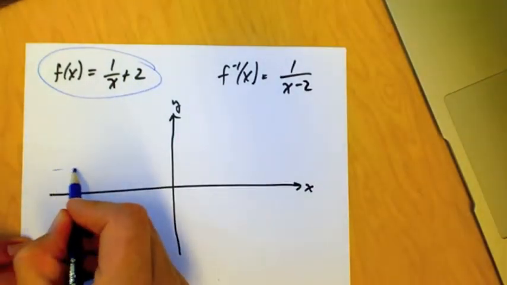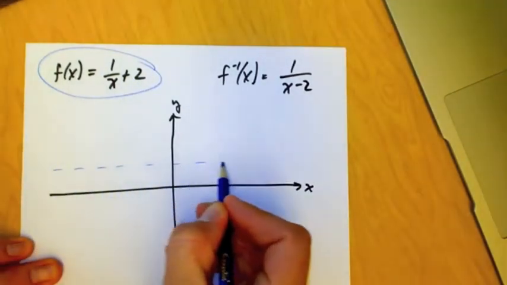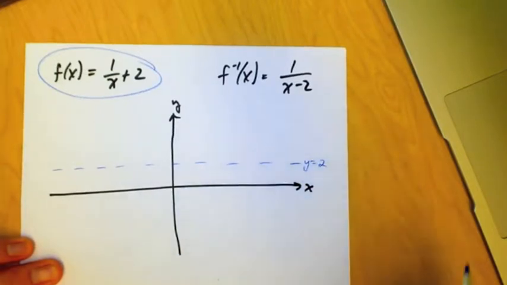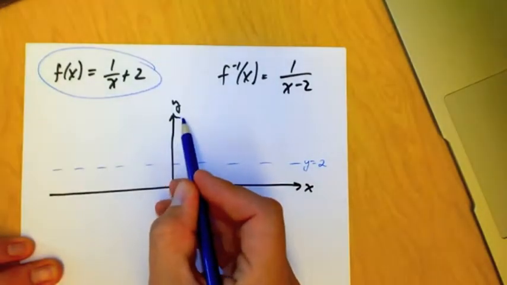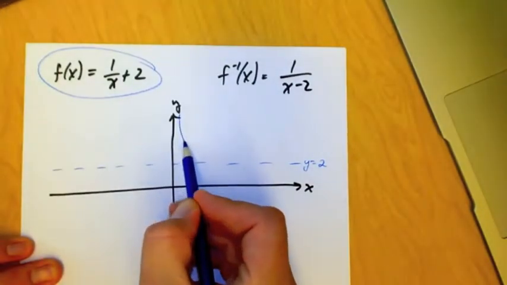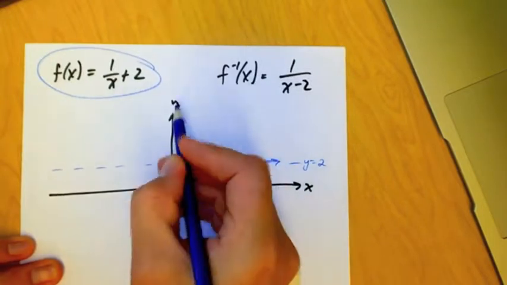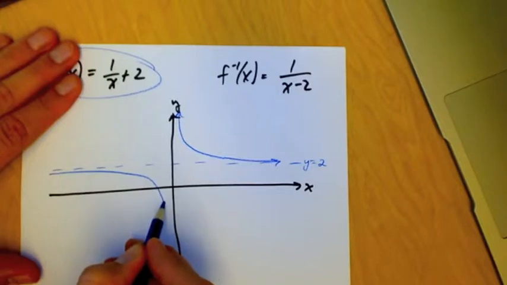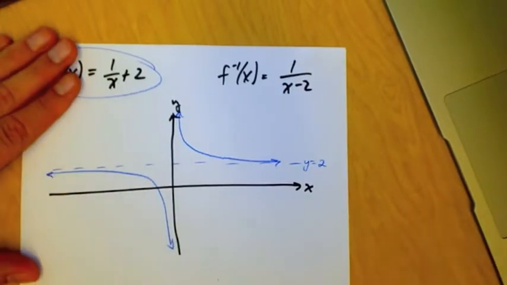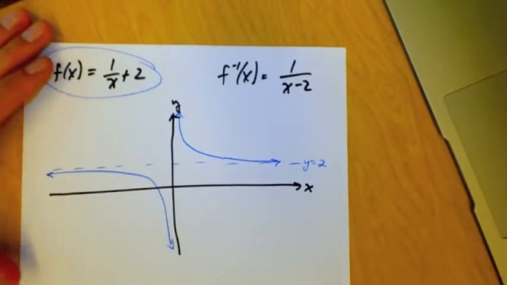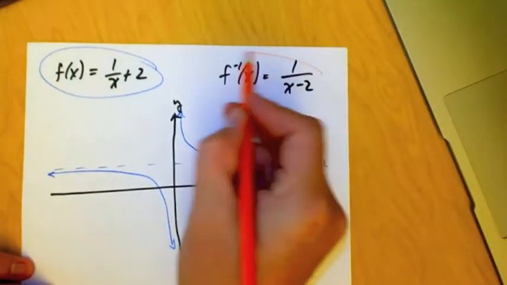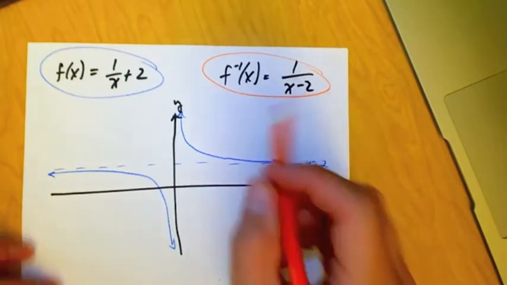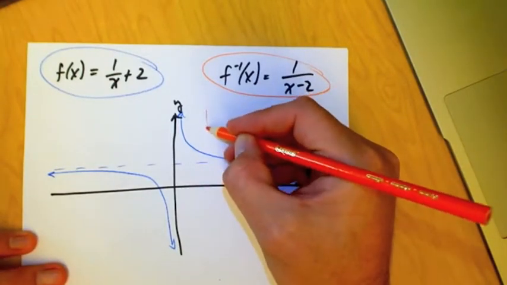So the horizontal asymptote is at y equals 2. And this has a graph that looks something like this. Something like that. Then you've got this other, the inverse function, which is also the reciprocal function, but it's shifted to the right two.